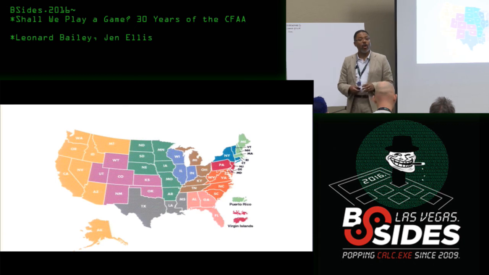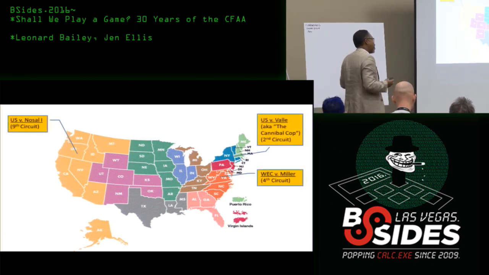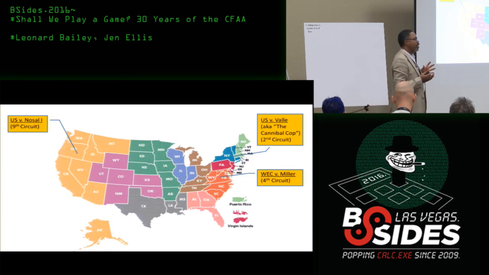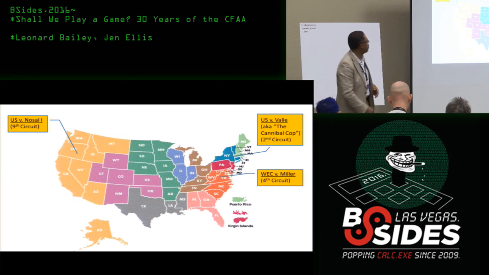In this instance, you have what we call a circuit split. That means we have three circuits that have adopted a narrow interpretation of what exceeding authorized access means. And what these courts have said is, for example, let's take the Nozzle case.